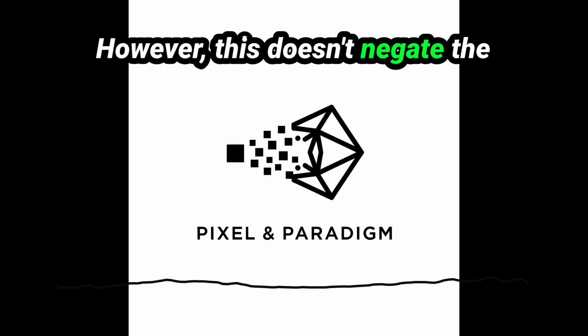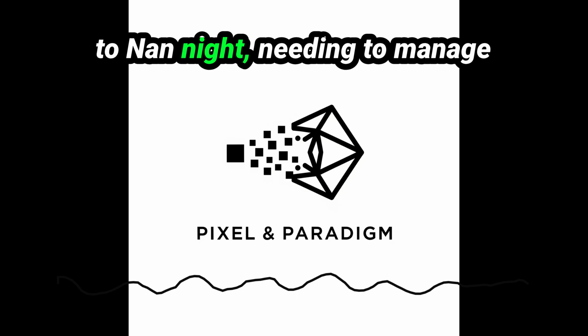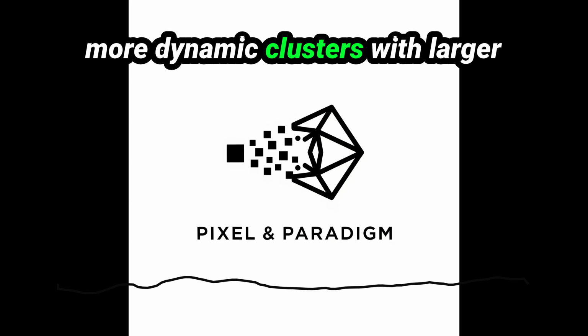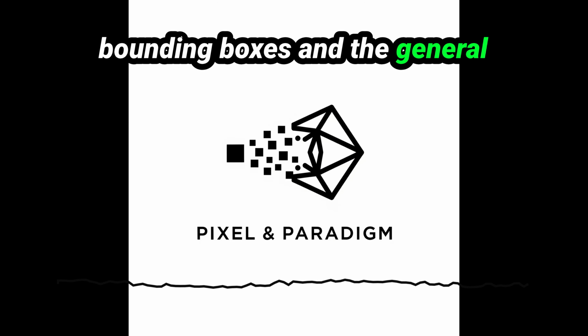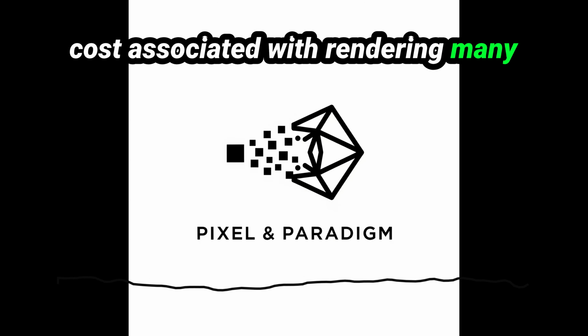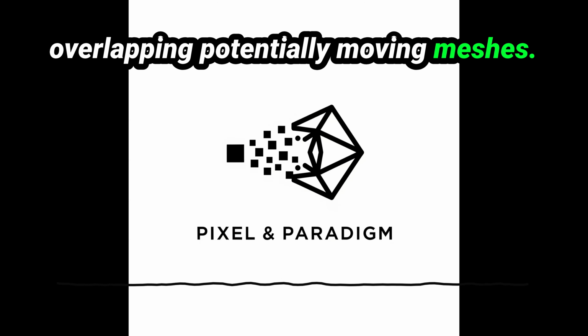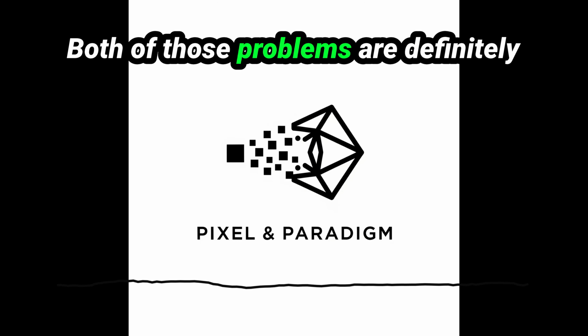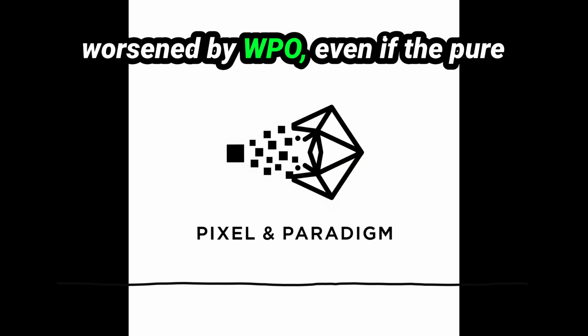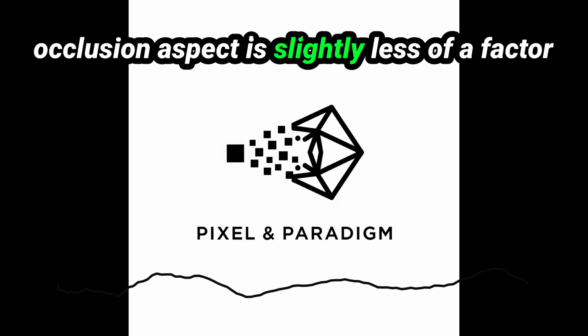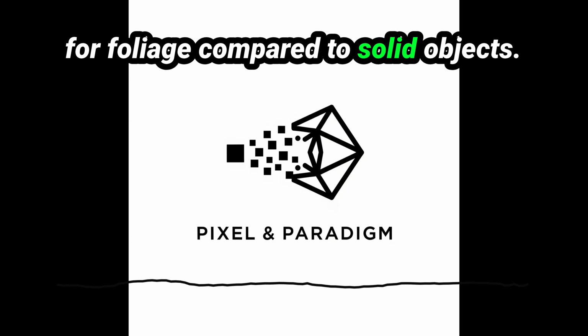However, this doesn't negate the other performance issues related to Nanite needing to manage more dynamic clusters with larger bounding boxes, and the general cost associated with rendering many overlapping, potentially moving meshes, overdraw. Both of those problems are definitely worsened by WPO, even if the pure occlusion aspect is slightly less of a factor for foliage compared to solid objects.